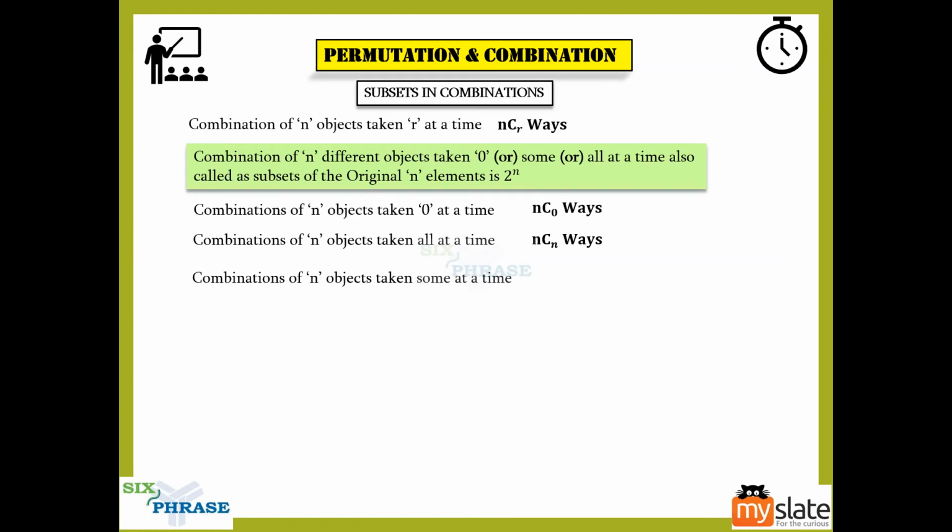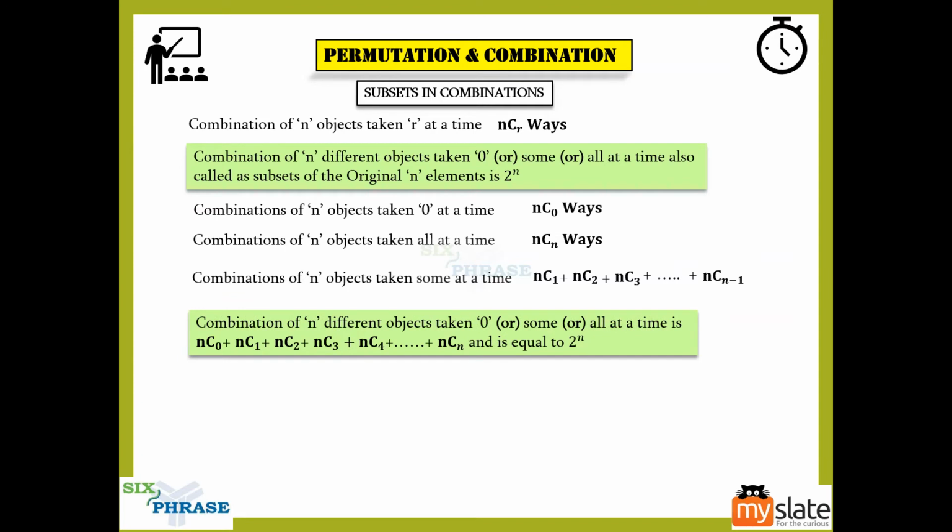Now, combination of n objects taken some at a time will start from nC1 and go up until nC(n-1). Okay, it won't go to nCn because nCn is all at a time. So it will go up to the term that is before nCn. What is before nCn is nC(n-1). So this will give you the thing.